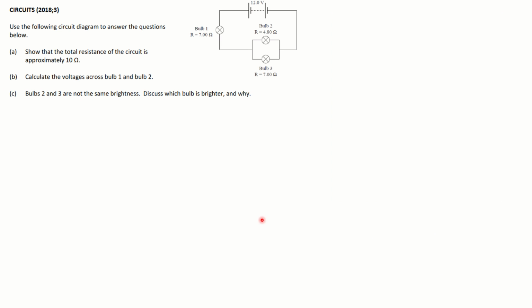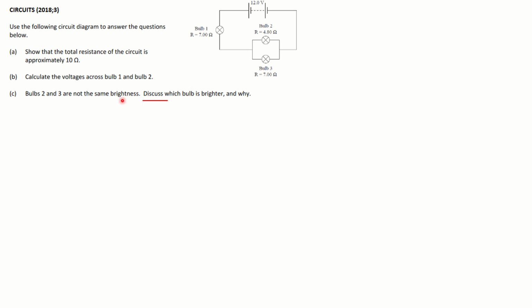Alright, section 3. Bulbs 2 and 3 are not the same brightness. Discuss which bulb is brighter and why. Discuss. That means that we do not have to do any calculations for this question. You can, and you can include them in your discussion, but you must also explain. So, they're asking about bulbs 2 and 3 being not the same brightness.